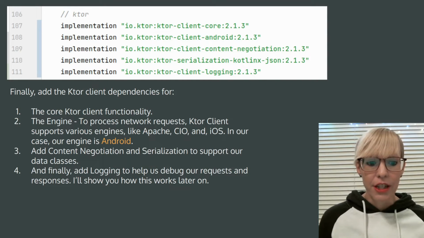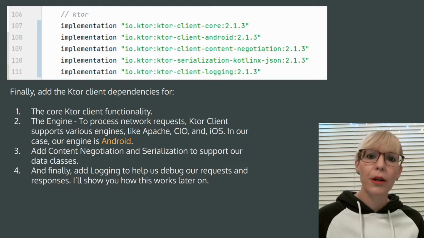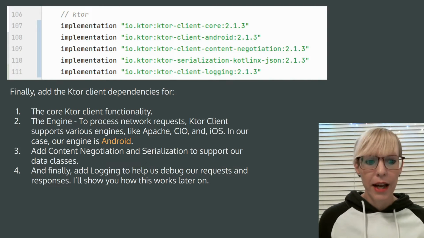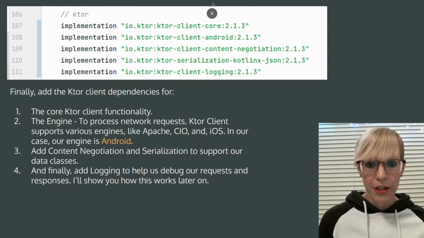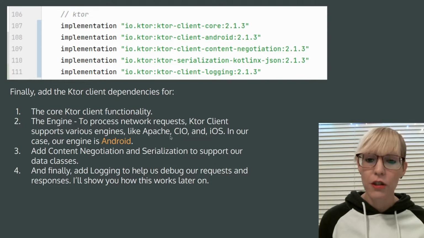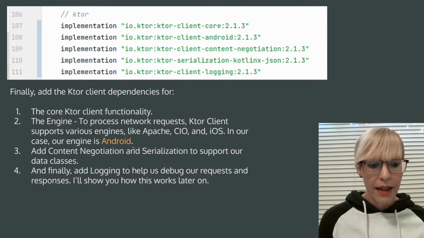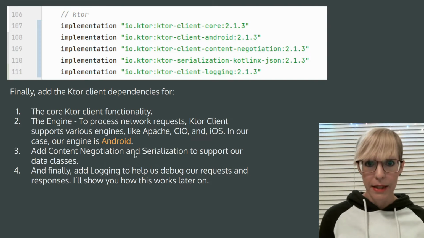and then the engine. So to process network requests, Ktor Client supports various engines like Apache, CIO, and iOS. In our case, our engine is Android. Next, add content negotiation and serialization to support our data classes. And then finally, add the logging dependency so we can debug our requests and responses. I'll show you how this works later on.